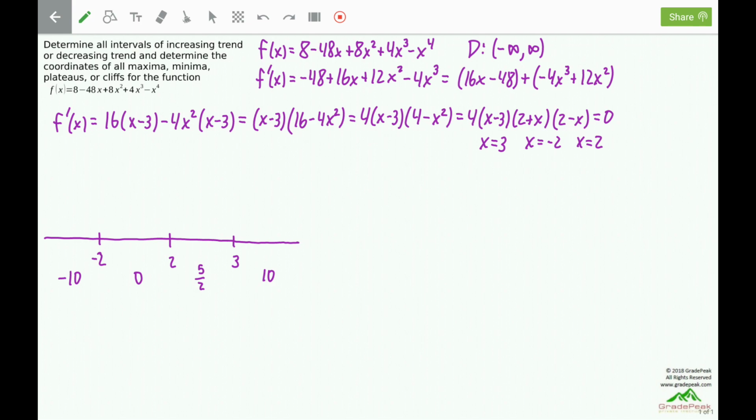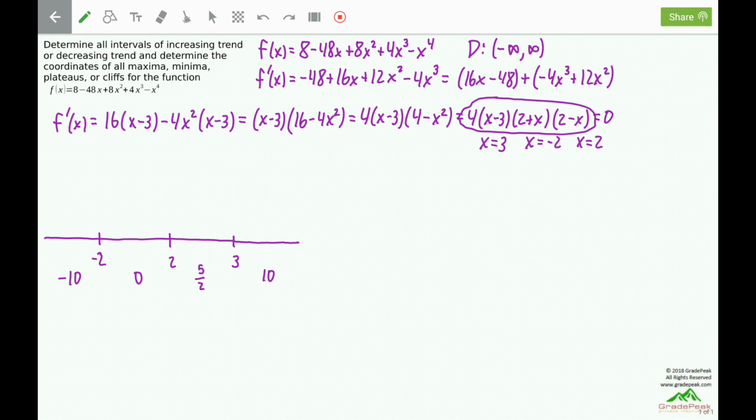We can now test the trend in each of these intervals by plugging the test value into the first derivative. We do not care about the value of the first derivative, just whether it is positive or negative here. So the best place to plug in would be the fully factored version.